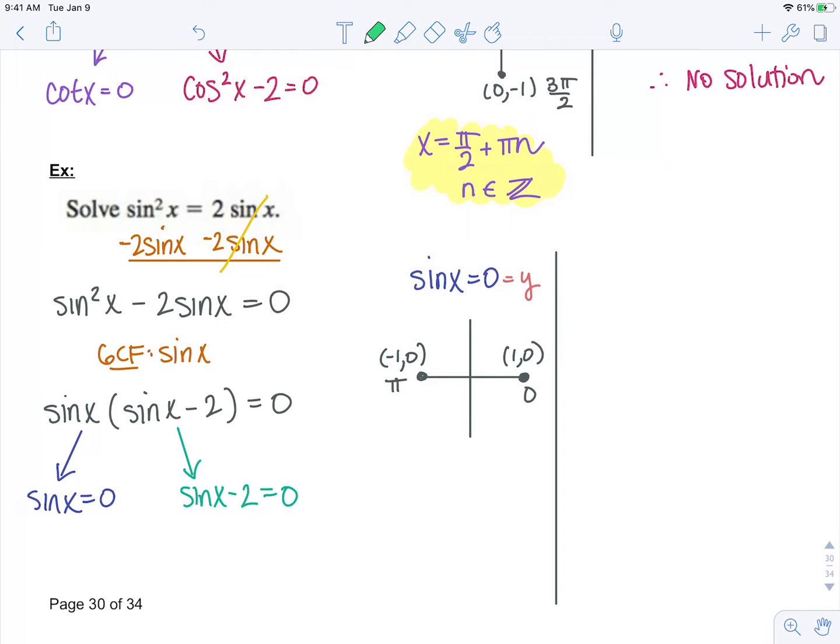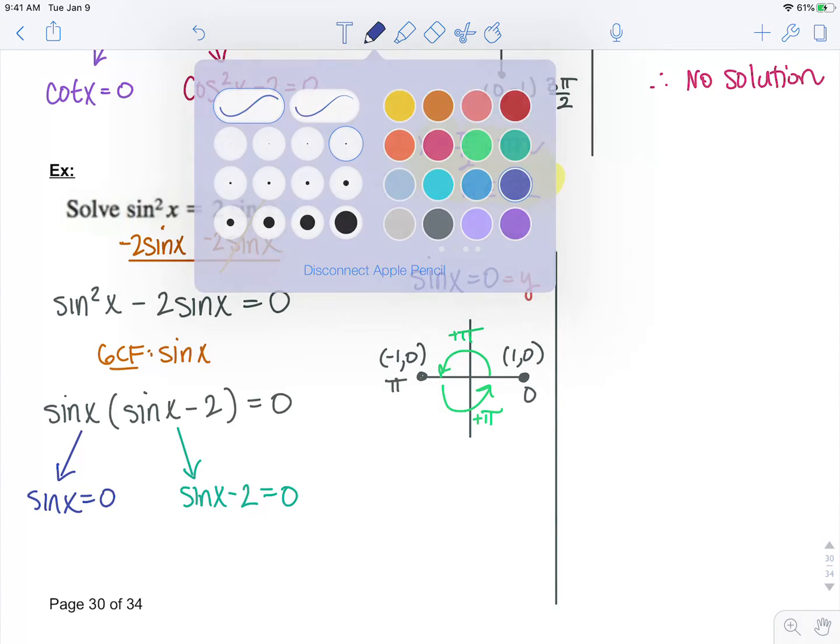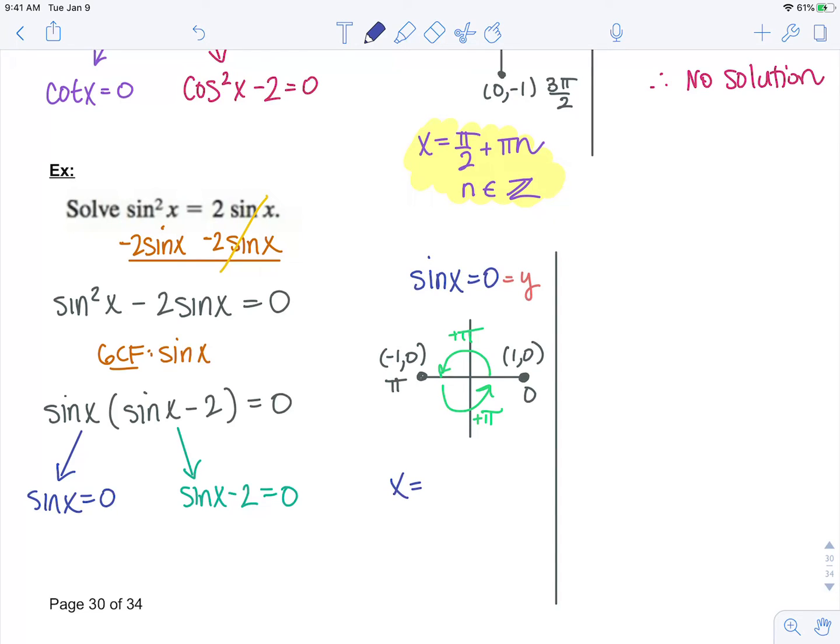We can see that to get to multiples of these angles, to get from here to here, I can add pi, and from here to here, I can add pi. Therefore, my general solution is x equals 0 plus pi n, or you can just say x equals pi n, and n is an integer. If you want to be very exact, n is an element of integers.